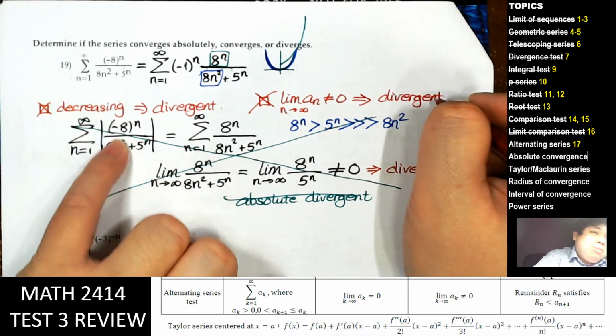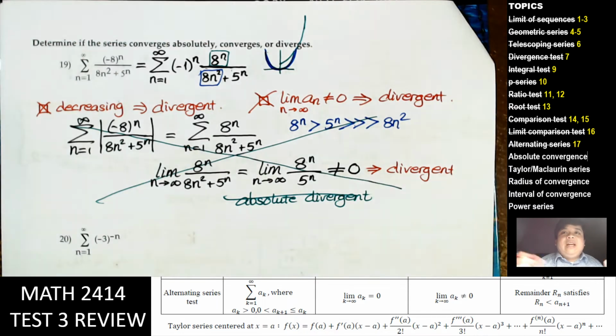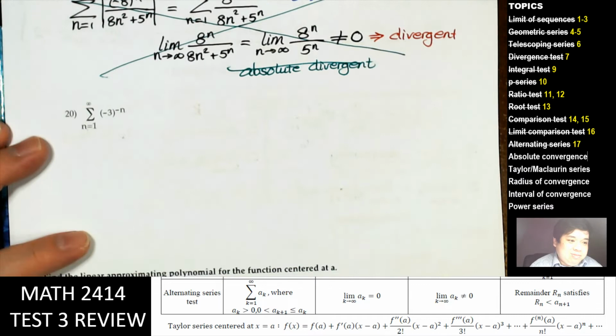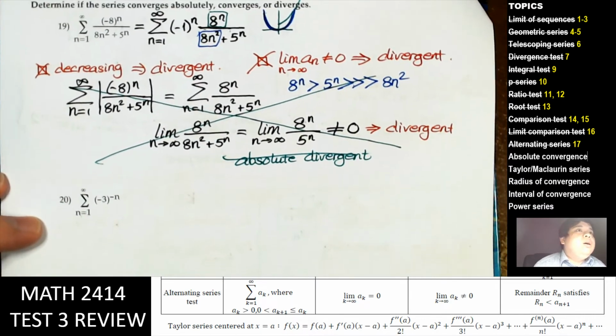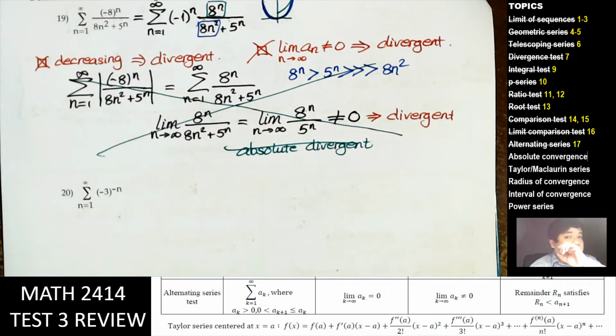Because when we put the absolute values in it and it turned out to be divergent, we cannot say anything about absolute convergence. Can put absolute values or not, because absolute divergence is not a thing. So that doesn't help when we put absolute values and it is divergent.